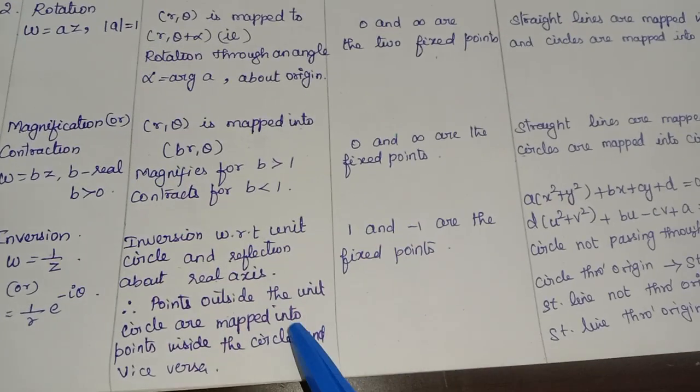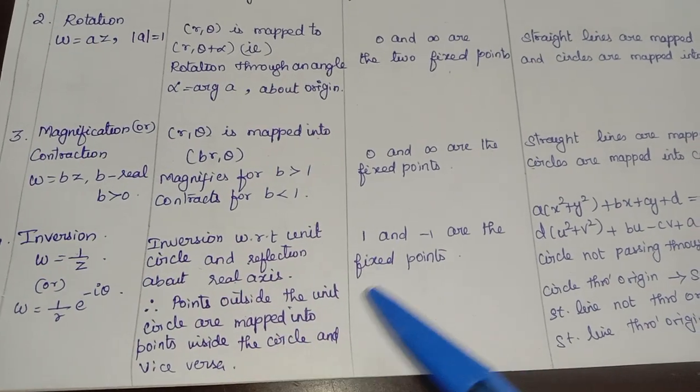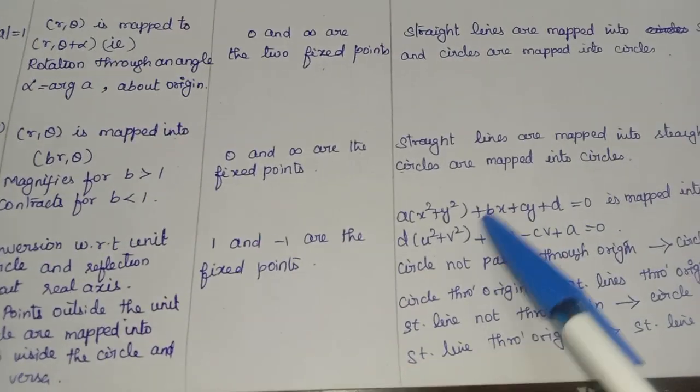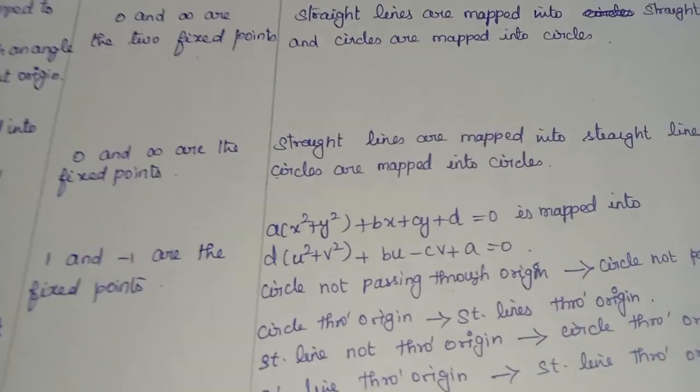That means points inside the unit circle will become points outside the unit circle and vice versa. Here 1 and minus 1 are the fixed points. Here we cannot simply say circles and straight lines, so we will discuss what happens to circles and straight lines.